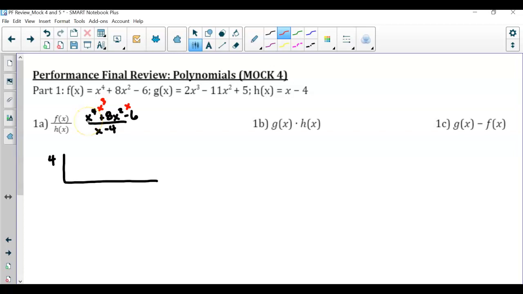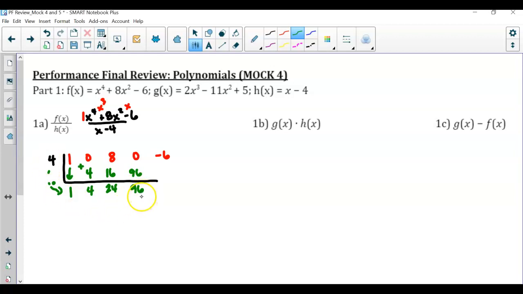So I'm going to go ahead and now put in the coefficients. So I need one for the x to the fourth, then zero, followed by eight, then another zero, then negative 6. Now we can go through and start the process. But before, right, always bring down that first number. Now multiply below. 4 times 1 is 4, and add above to get 4. 4 times 4 is 16, add to get 24. 4 times 24, 96. When you add here, you get 96.